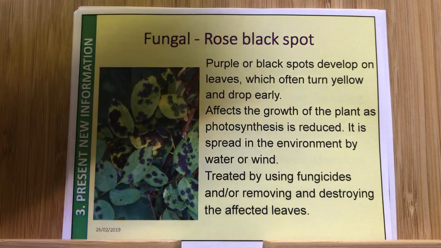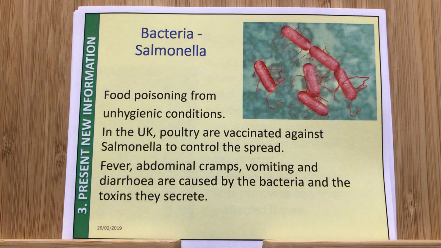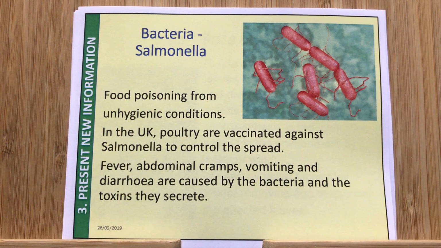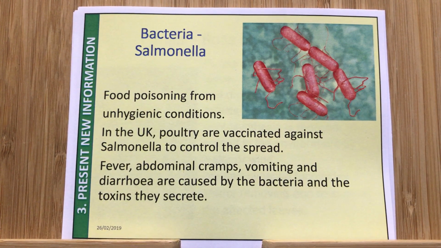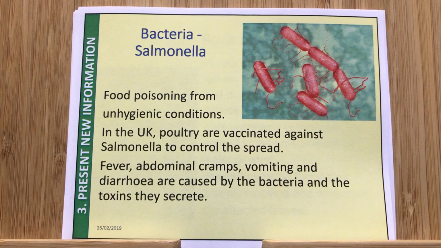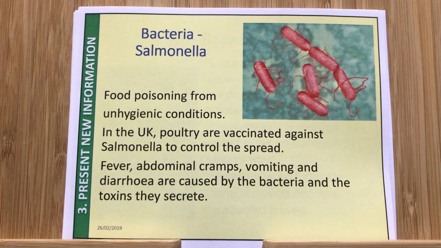Moving on to a bacteria, this one is Salmonella. And this one we know as food poisoning from unhygienic conditions. This could be that someone's prepared some raw chicken on a chopping board and then they've made a salad on the same chopping board, and then you eat the salad and it passes the salmonella to you. Unhygienic doesn't necessarily mean that it's dirty, it just means that they haven't used separate preparation areas for raw and cooked food, or food that's not going to be cooked at all.